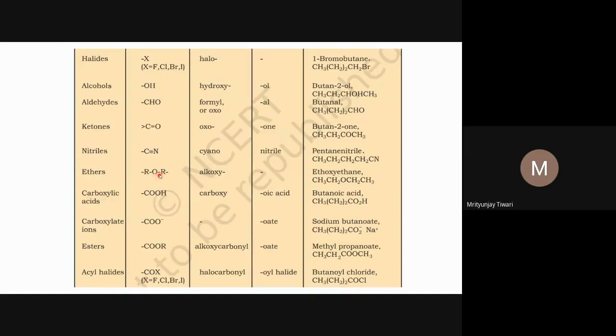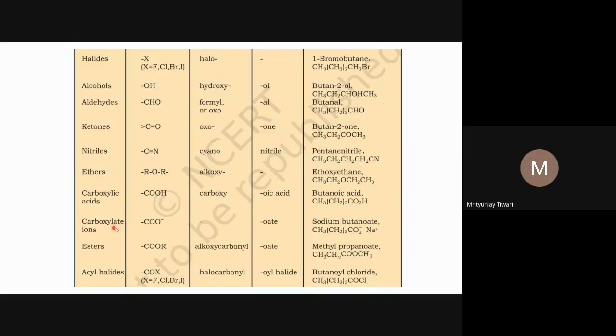If one heteroatom, oxygen, sits between two alkyl groups, this R is alkyl and this R is also alkyl, then we call such a functional group ether. Such compounds are called ethers, and this is the ether functional group. Then the carboxylic acid: when hydrogen atoms of the carbon chain are substituted with a C double bond O, OH group, we call such a functional group carboxylic acid. So this COOH group is called the carboxylic acid functional group, and the compound is called carboxylic acid.